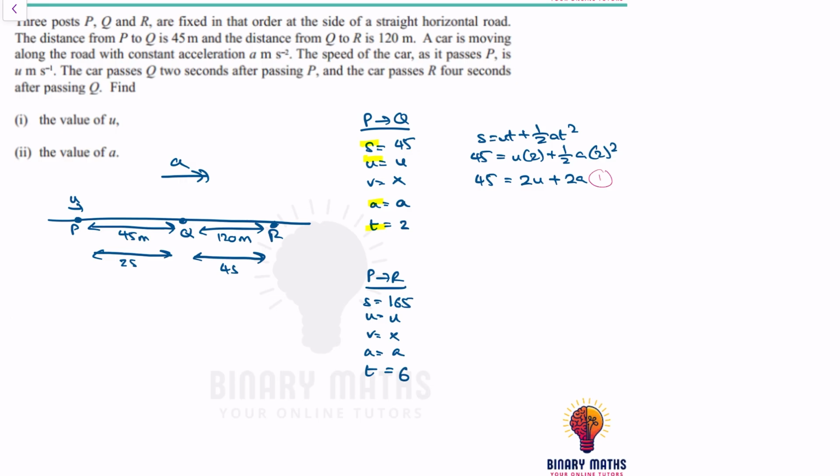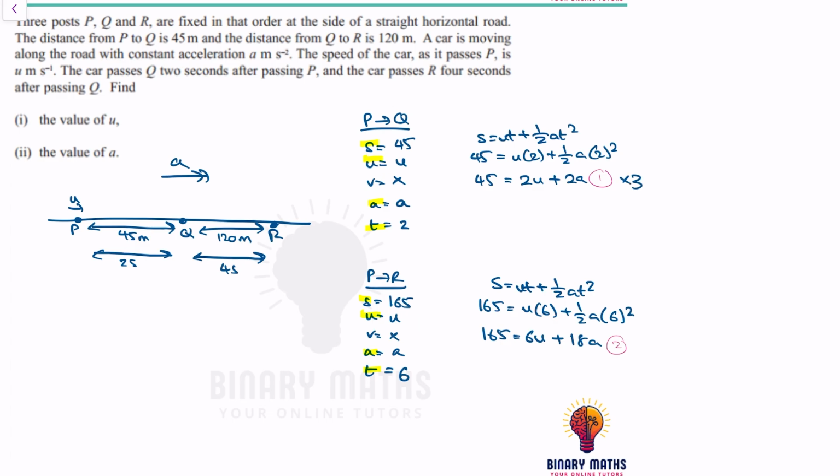So we've still got S, U, A, and T. So S is equal to UT plus half AT squared, which means 165 is equal to U times 6 plus half A times 6 squared, which becomes 165 is equal to 6U plus 18A, and that is equation 2. So now we're trying to solve it simultaneously.